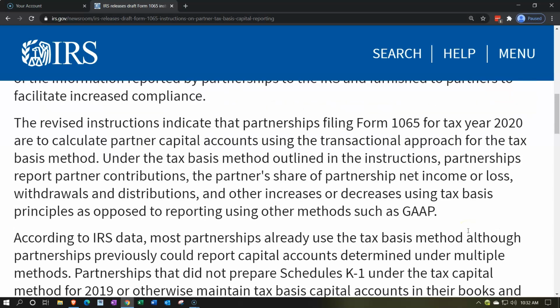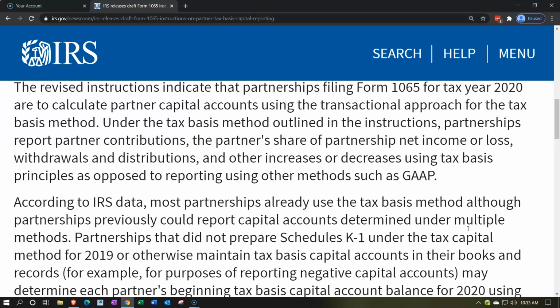The revised instructions indicate that partnerships filing Form 1065 for tax year 2020 are to calculate partner capital accounts using the transactional approach for tax basis methods. Under tax basis method outlined in the instructions, partnerships report partner contributions, the partner share of partnership net income or loss, withdrawals and distributions, and other increases or decreases using tax basis principles, as opposed to reporting using other methods such as generally accepted accounting principles.